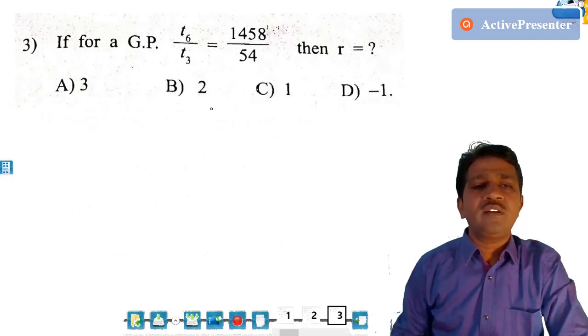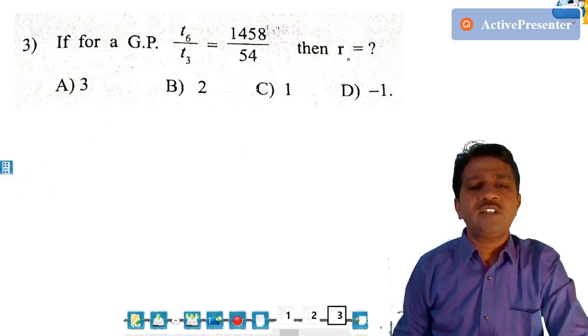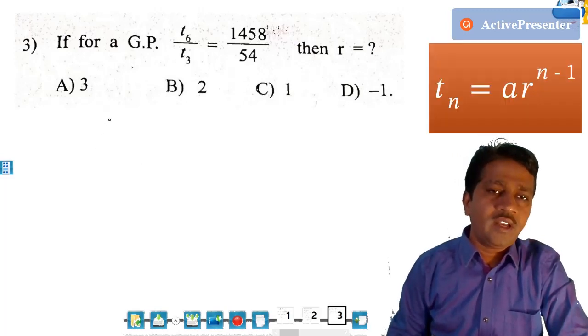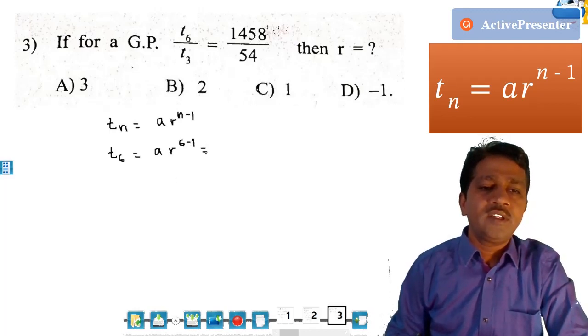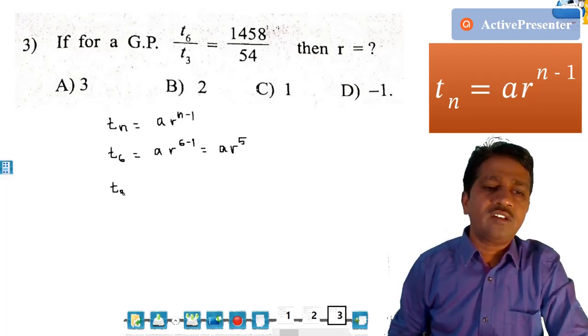Now in the question, the ratio T6 upon T3 is given, and the question is to find R. We know the formula for Tn, which is A into R raised to n minus 1. Using this formula, we can find T6 as A into R raised to 6 minus 1, which is 5. So T6 is A into R raised to 5. Then T3 can also be calculated using the same formula. It is A into R raised to 3 minus 1, which is equal to A into R square.